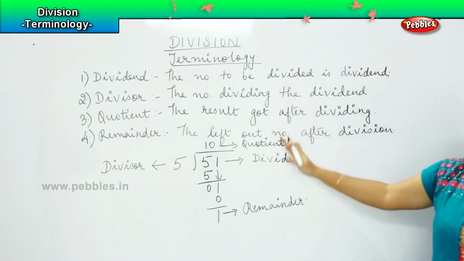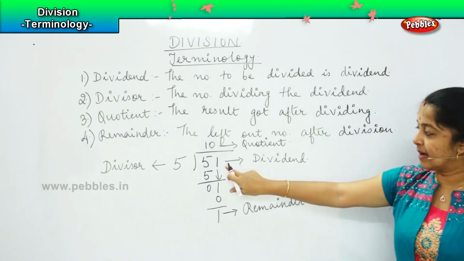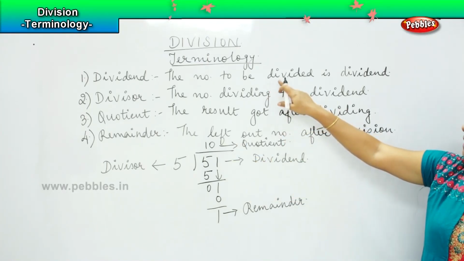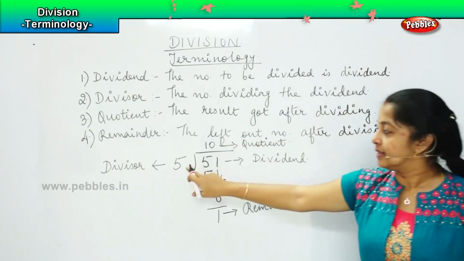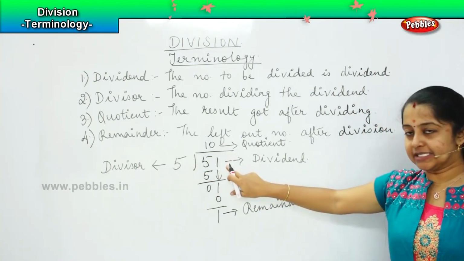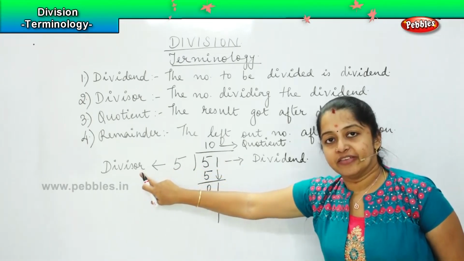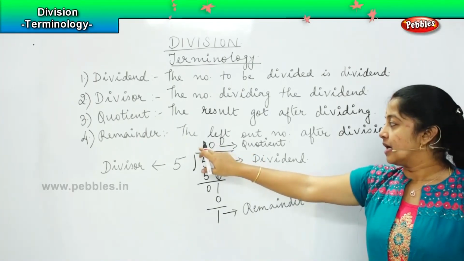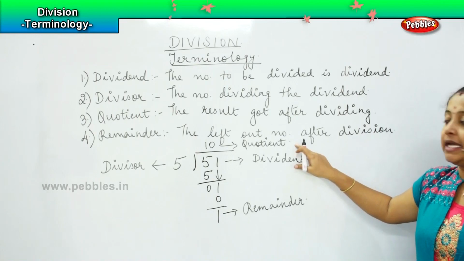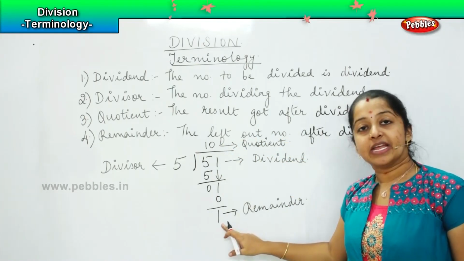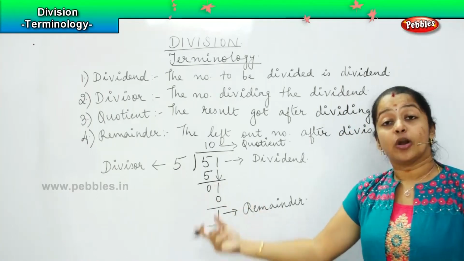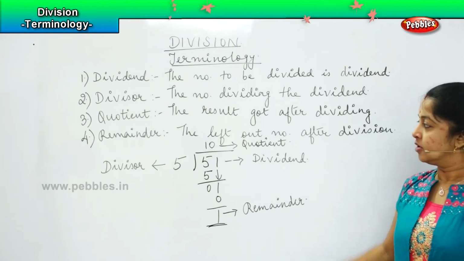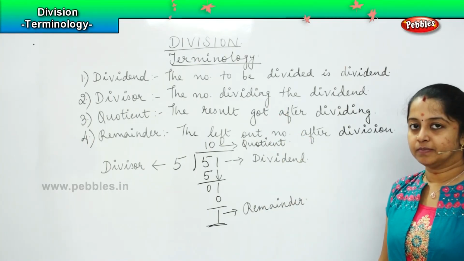So now, is this concept clear to you? The bigger number which we will be dividing is called my dividend. That is the number to be divided. The number with which I am going to divide this number is called my divisor. When I divide this number, I get an answer, right? That answer is called my quotient. In case after dividing, I have any number which is left out, which cannot be divided further, that number is called my remainder.